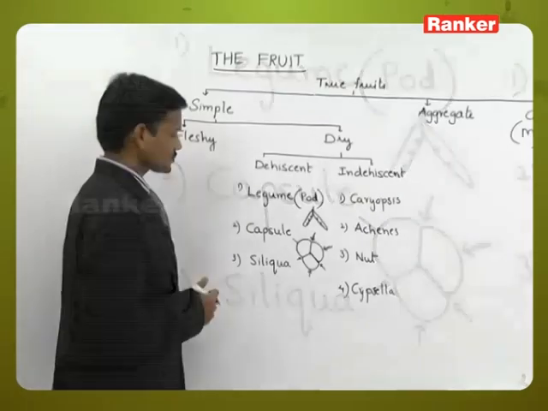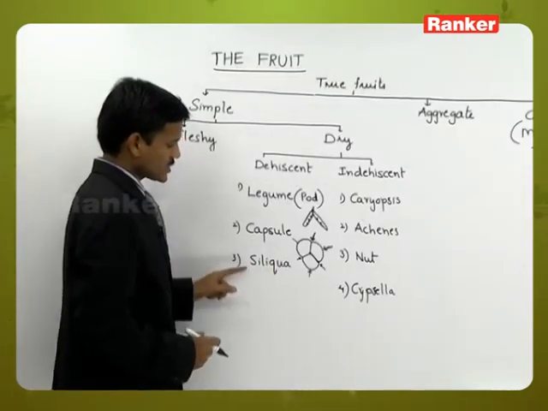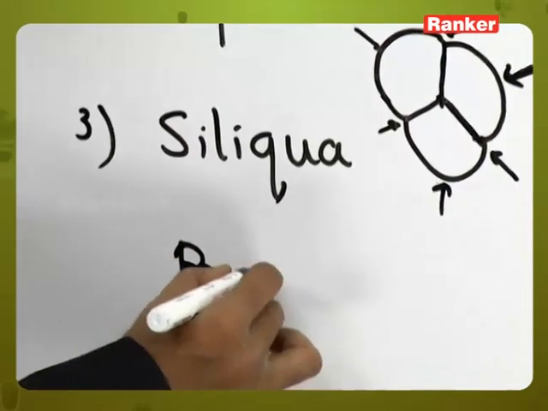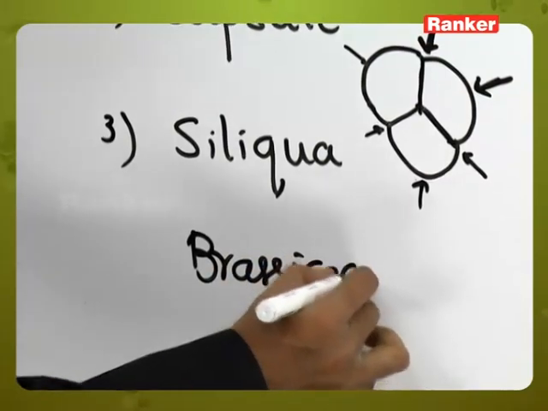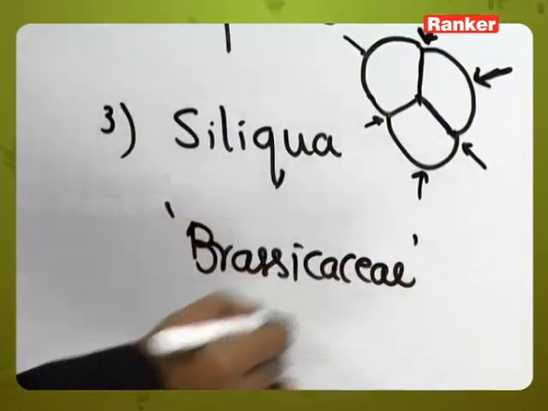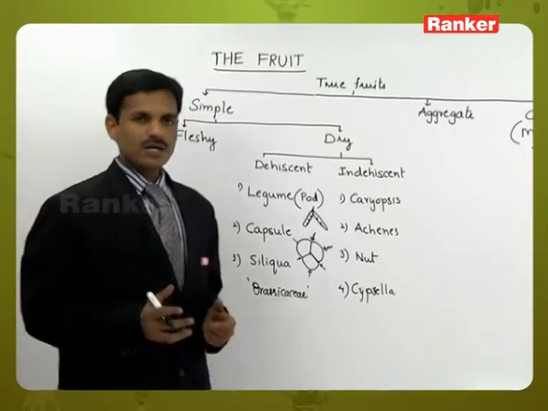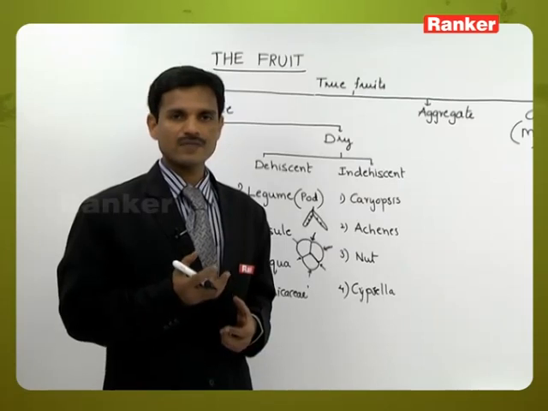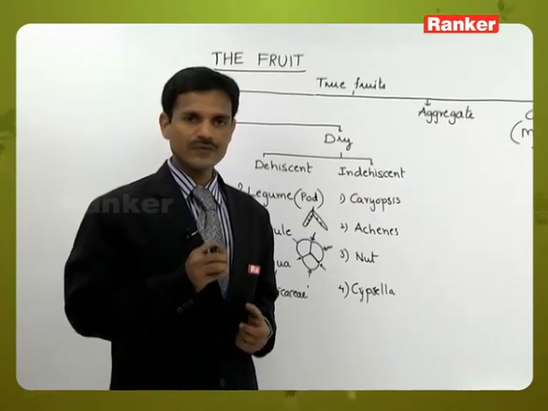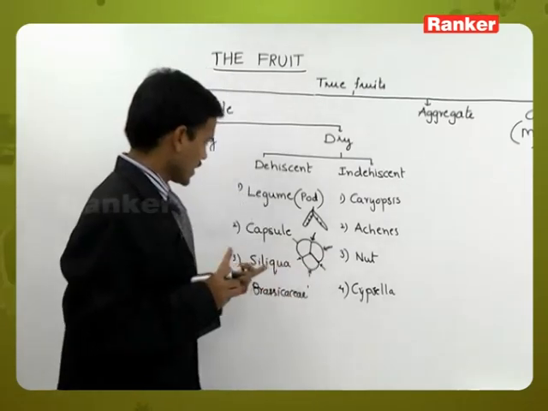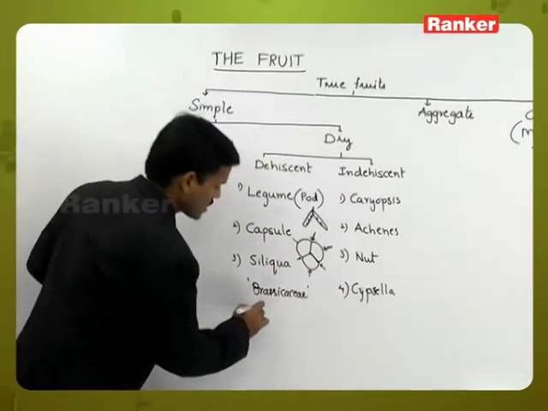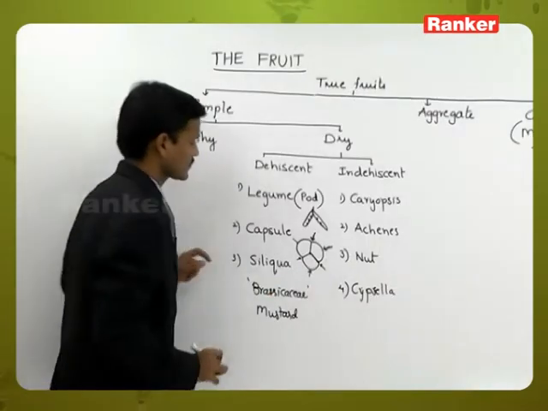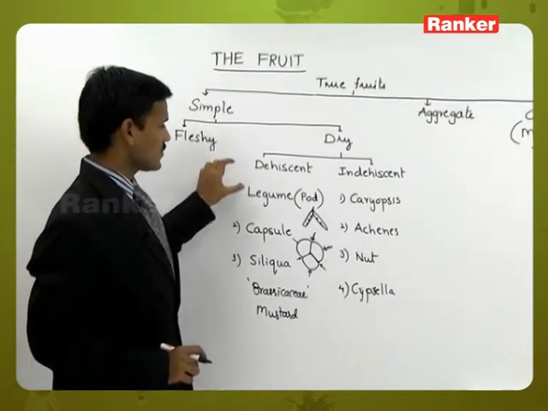And siliqua. Siliqua is a characteristic fruit of Brassicaceae family members. Siliqua is sometimes also called silicula. Siliqua has a number of seeds, and silicula only a few seeds. It is the characteristic fruit of Brassicaceae family members, or mustard plant. So these are the three types of dehiscent fruits.